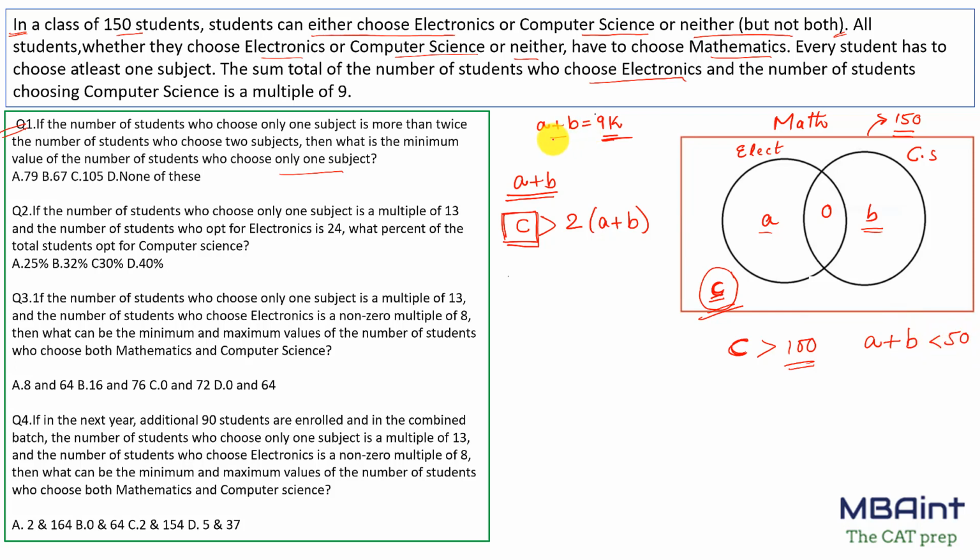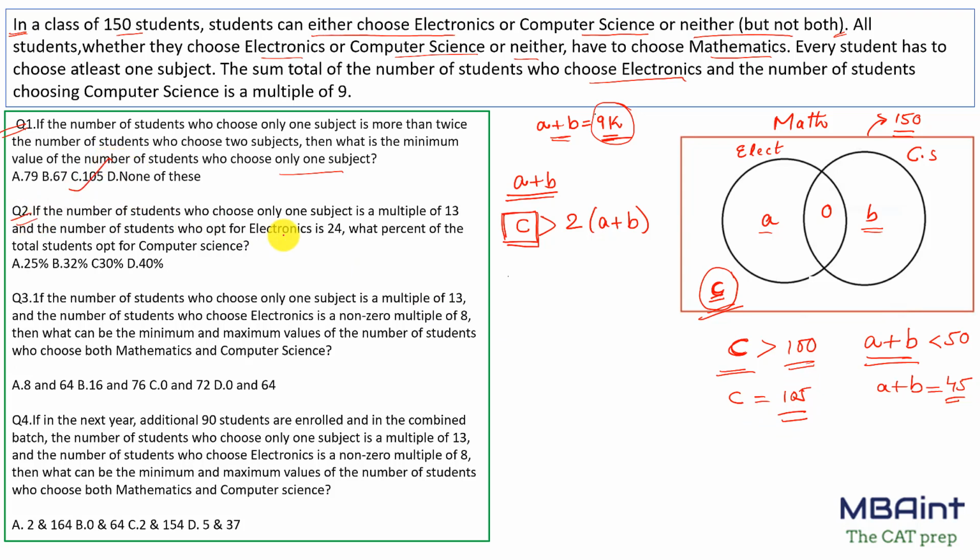Now as A plus B has to be a multiple of 9, that is 9k, the maximum value of A plus B will give the minimum value of C. Now what is the maximum value of A plus B? The maximum value of A plus B would be 45, because it has to be a multiple of 9. Now in that case, C would be how much? 105, right? So the correct answer is C. Now let's see question number 2.